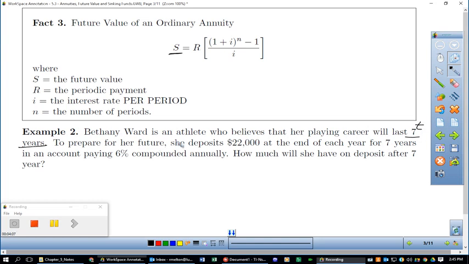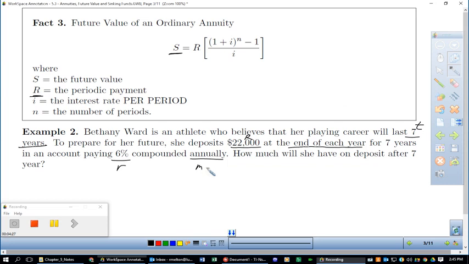Okay, to prepare for her future, she deposits $22,000. So her deposit, that's actually the periodic payment. So R is our payment rather than P. At the end of each year, that's totally important here. At the end of each year for 7 years, in an account paying 6%, there's our rate, compounded annually.